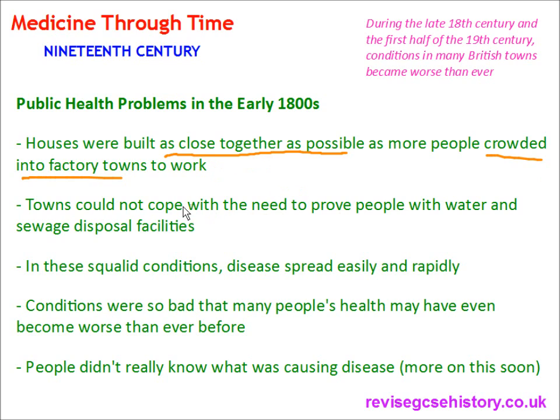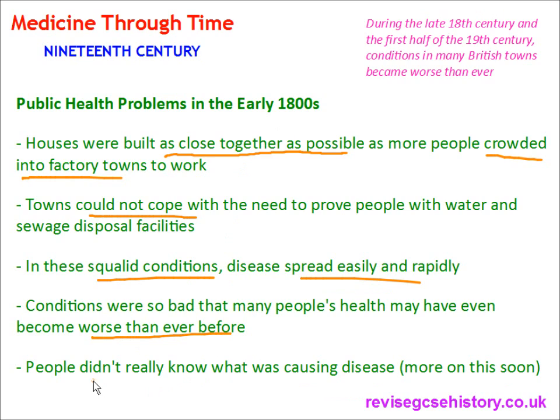Towns could not cope with the need to provide people with water and sewage disposal facilities because of the growing population. In these squalid conditions, diseases spread rapidly and easily. Conditions were so bad that many people's health may have been worse than ever before. People really didn't know what was causing disease. If people knew what was actually causing disease, they'd be able to do something about public health, but they didn't know anything about this. We're going to talk about this in a minute.